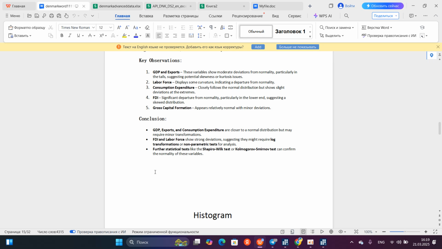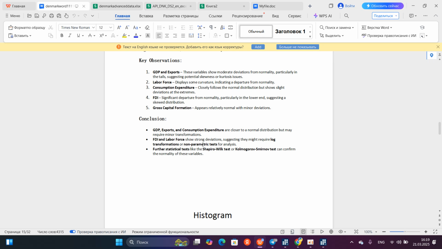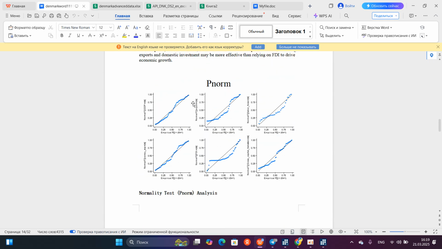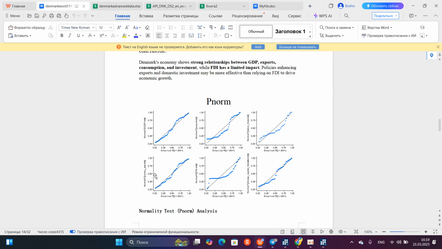Let me explain the conclusion. GDP, exports, and consumption expenditure are closer to a normal distribution, but may require minor transformations. FDI and labor force show a strong deviation, suggesting they might require log transformations or non-parametric tests for analysis. Here you can see the FDI and gross capital formation, and labor force. FDI and labor force, since they are really far from normality.